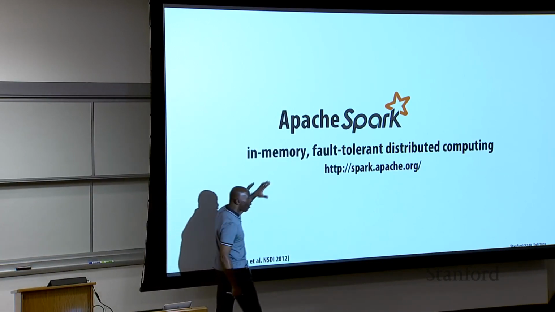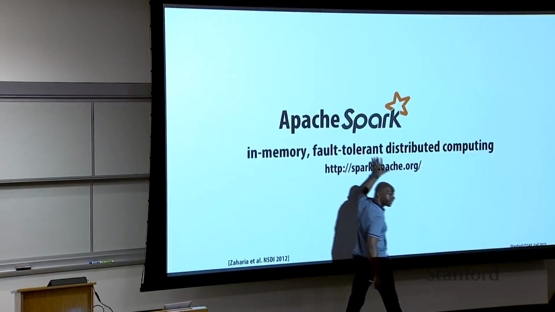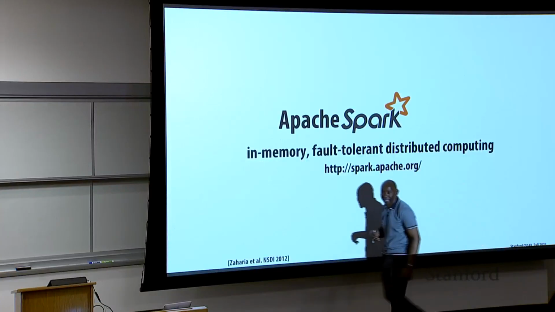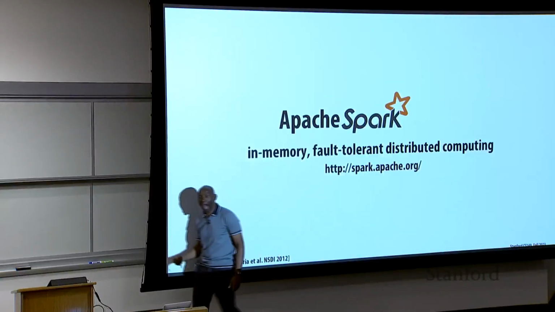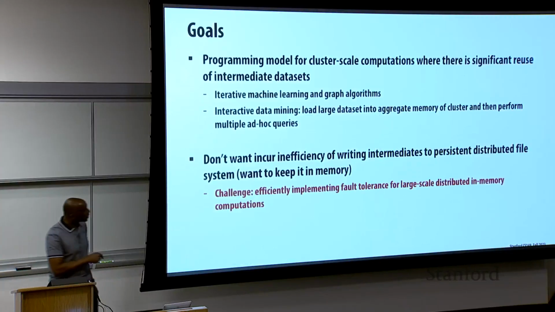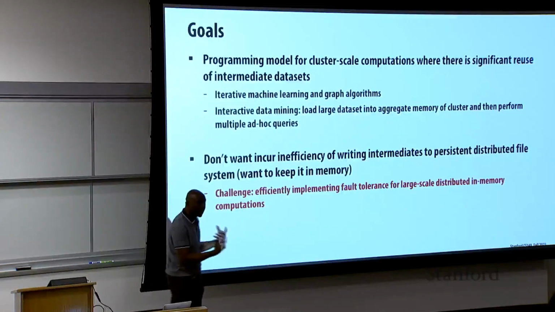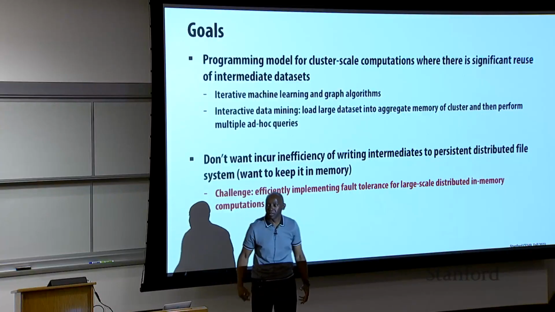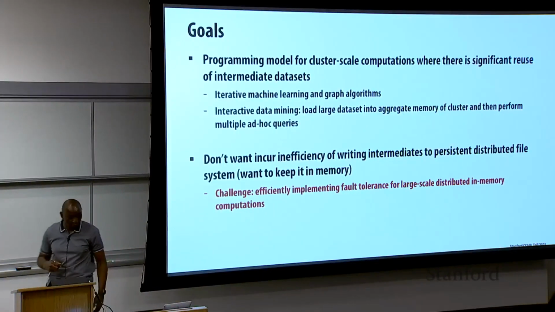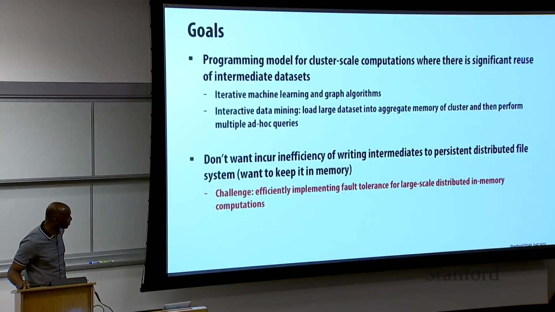So the whole idea of Spark was in-memory, fault-tolerant distributed computing, right? With emphasis on the fault-tolerant piece being once you lose power, you don't want to be screwed. Okay? So the goals were, can you have support for iterative machine learning algorithms, data mining algorithms in which you will keep your data in memory.